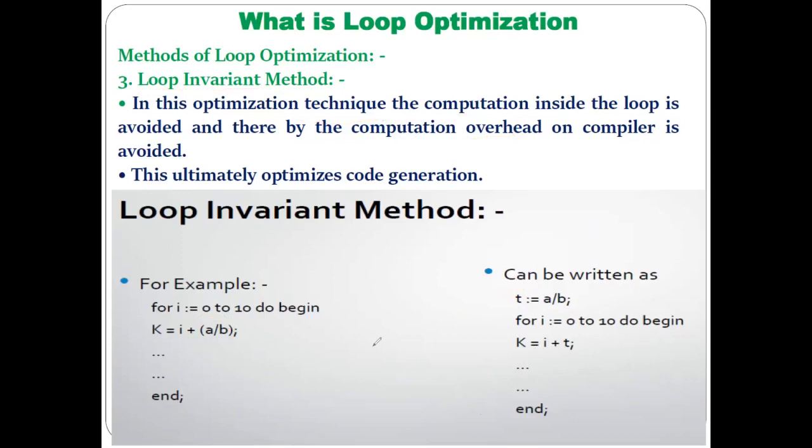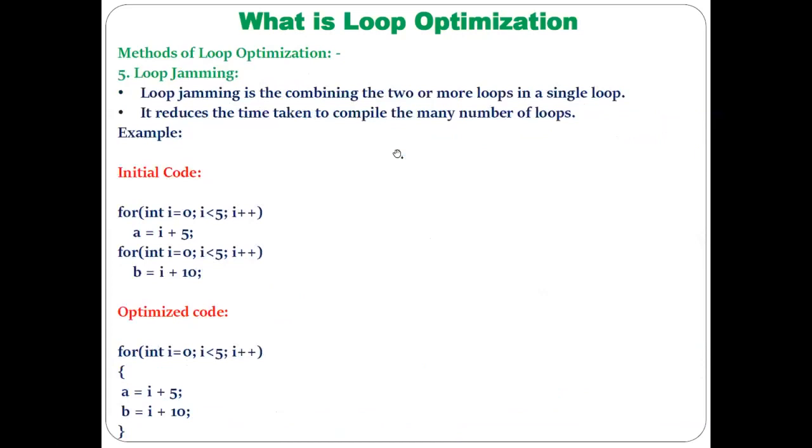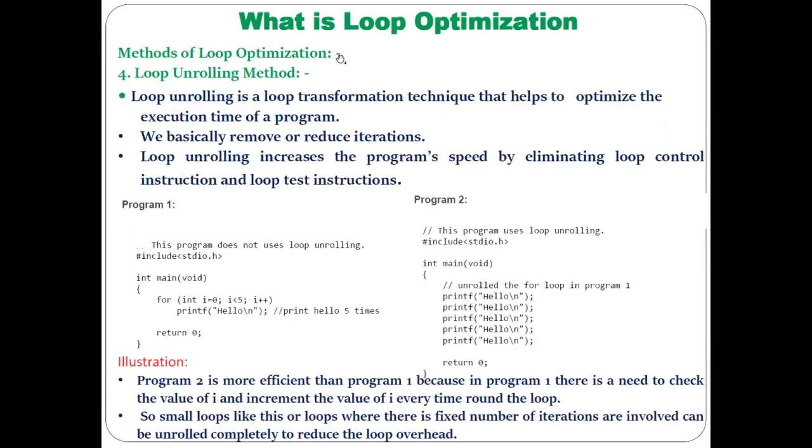Because of that, processing time will be reduced and execution speed will improve. I hope all of you understood the loop invariant method. Then let's go to the fourth important method related to loops, the loop unrolling method.